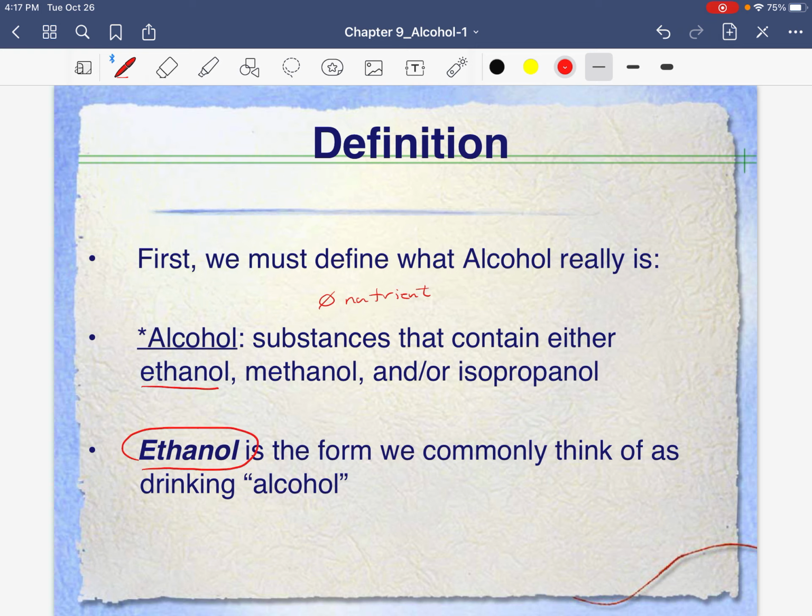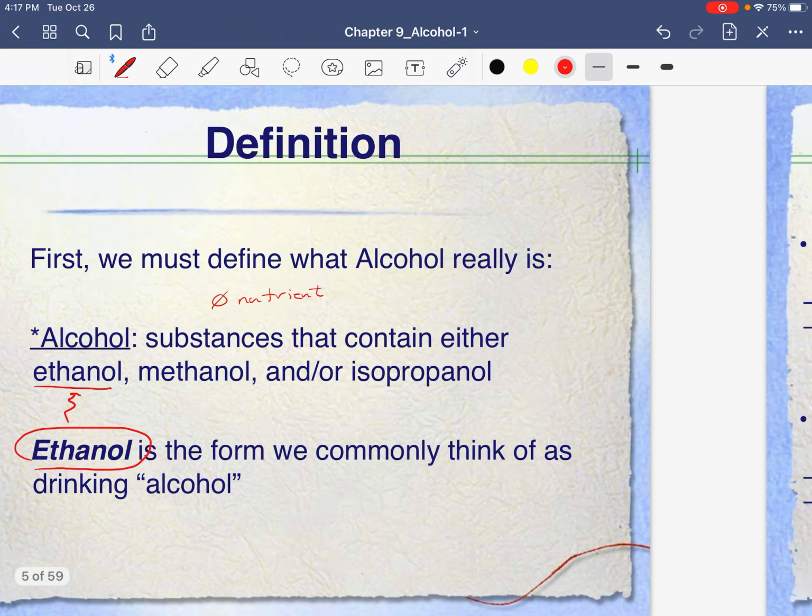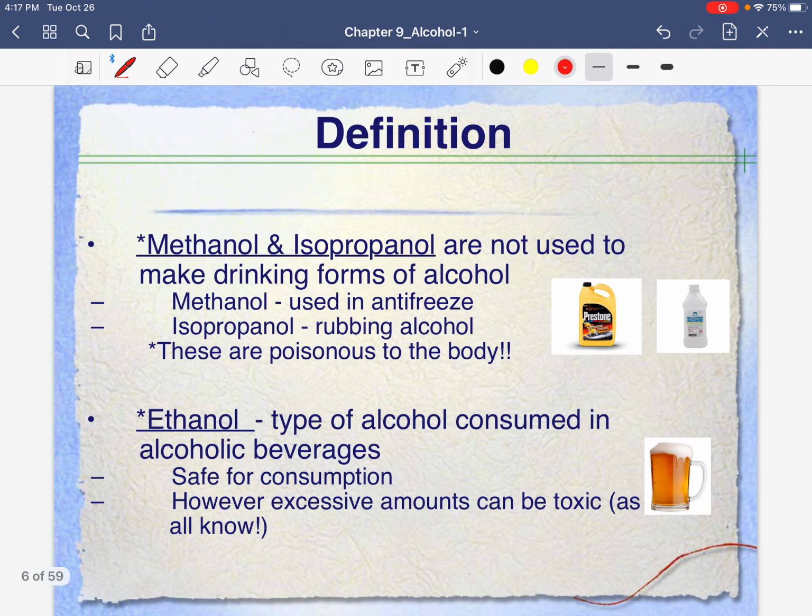There are other forms of alcohol. There's rubbing alcohol. There's alcohol that's found in other substances that we don't put in our body. But the one that we do put in our body is the ethanol. So, a substance that contains ethanol is what we think of as drinking alcohol. As I said, ethanol is the type of alcohol that we find in the beverages that we may consume.